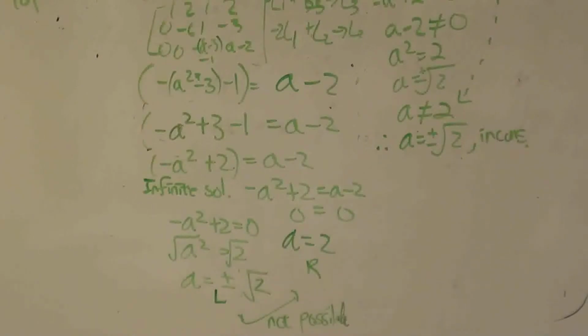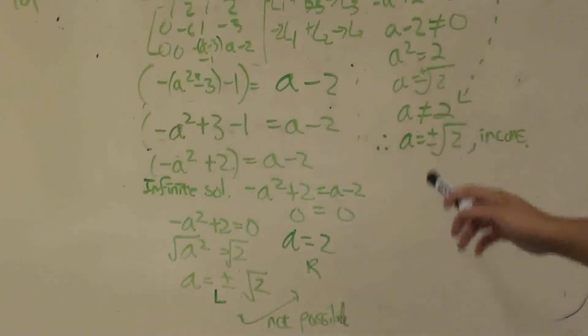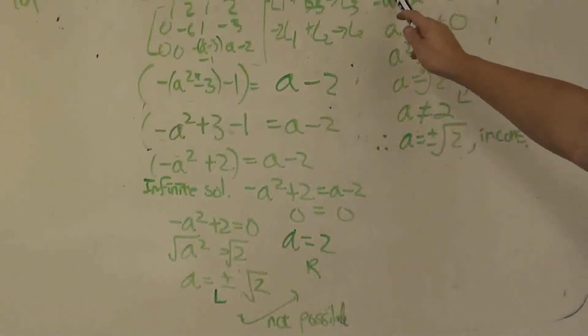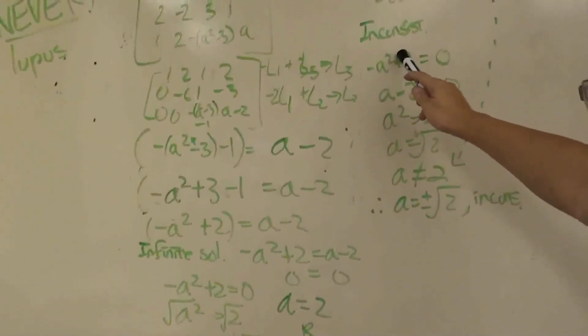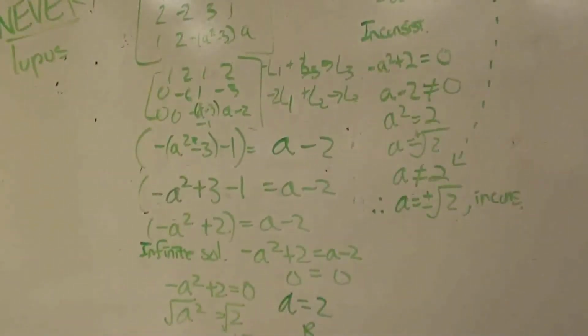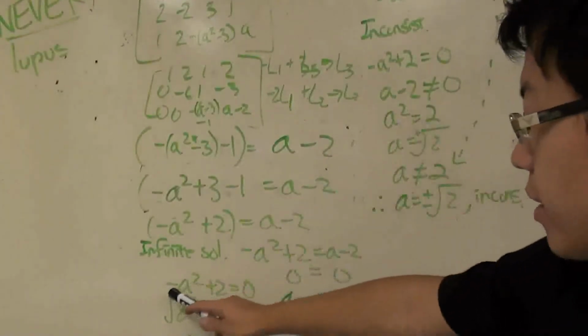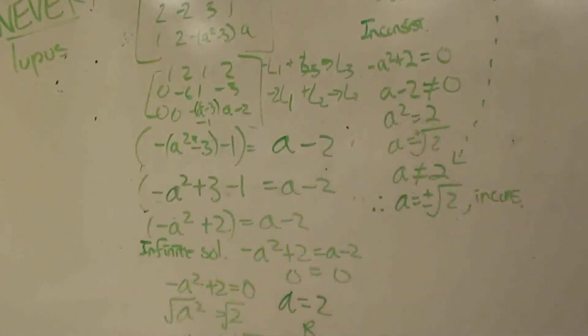Yeah, so that's that. What about inconsistency? Well, for inconsistency, we just have to make sure of the following. Basically what I did was the left side, the minus a squared plus 2, has to be 0. But on the right side, it has to be some number. Because if it's 0, then it's going to be 0 equals 0, and that's going to be infinite anyway.